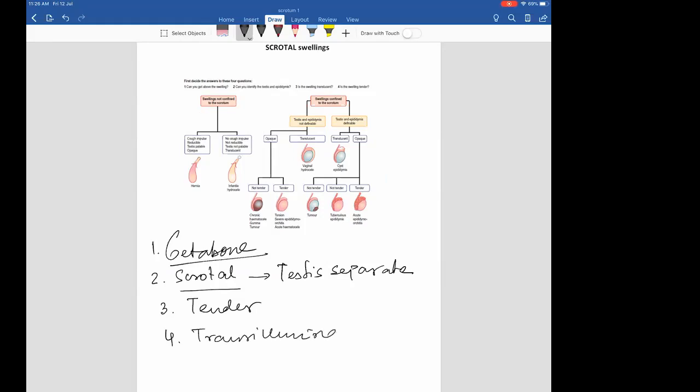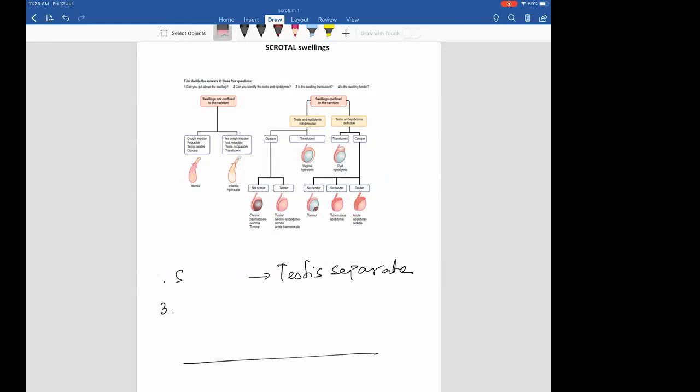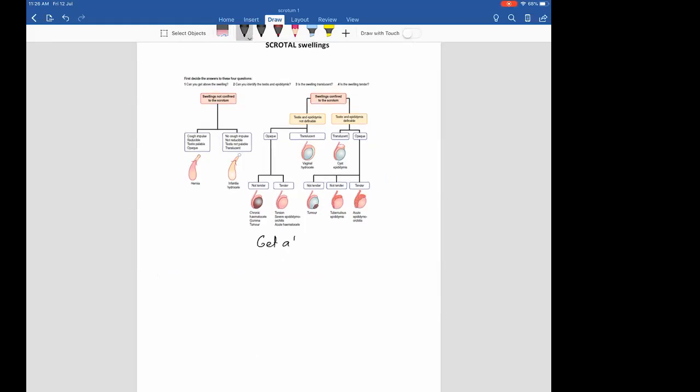So please remember this one. I will again repeat. What is the first step that is done? The first step is, can you get above the swelling? So I will again make the algorithm for you. If the answer is no, that means your swelling is an inguinoscrotal one, which can be a hernia, or a congenital hydrocele, or an infantile variety of hydrocele.